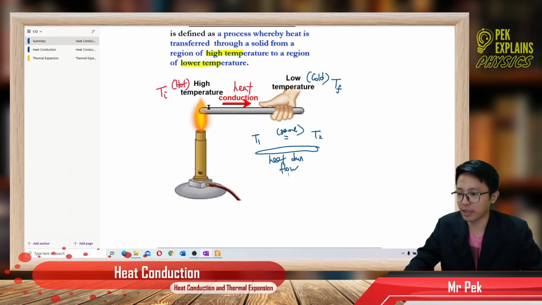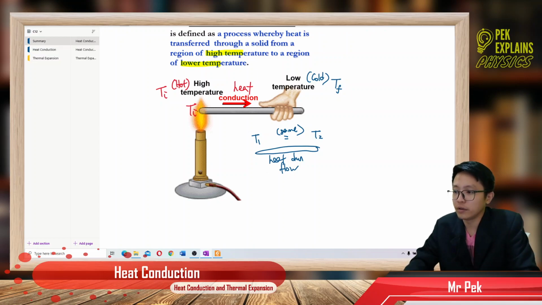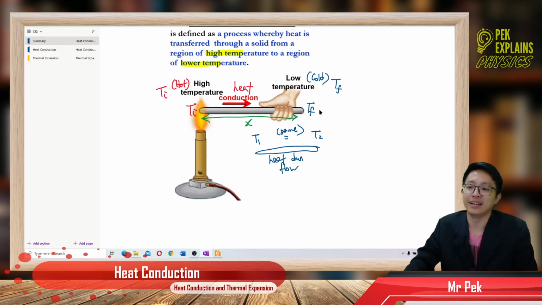So we have an initial temperature here, which is the hot one, and we have the final temperature here, which is the cold one. These two different temperatures are separated by a certain distance called x. So that's why we have a temperature gradient.